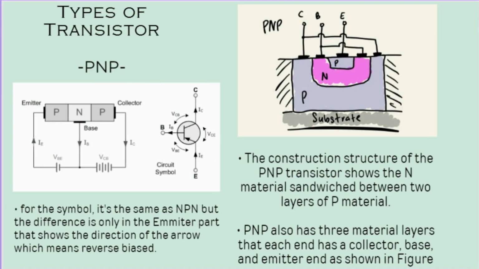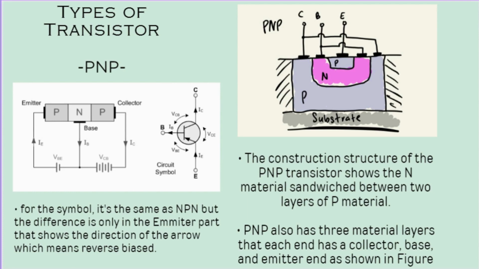Next, bipolar junction transistor PNP type. This diagram shows the symbol and construction structure of BJT type PNP. As for the symbol, it's the same as NPN, but the difference is only in the emitter part, which shows the direction of the arrow, which means reverse bias.